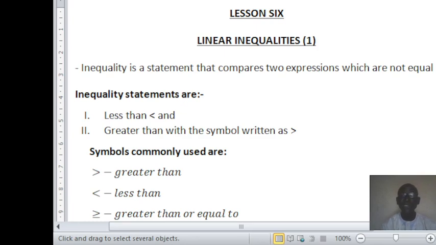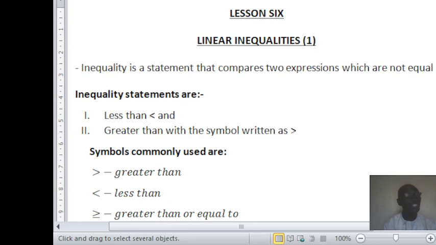We are now in lesson 6, Linear Inequalities 1. Inequality is a statement that compares two expressions which are not equal. I repeat, inequalities are statements that compare two expressions that are not equal.